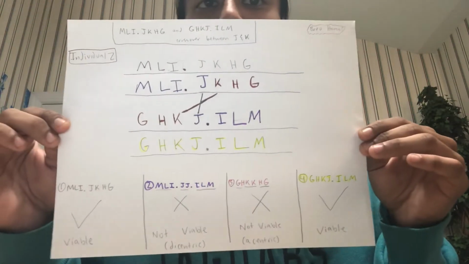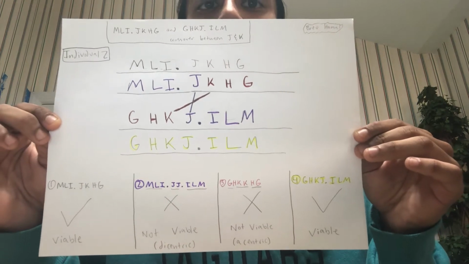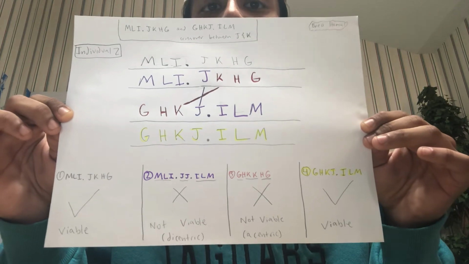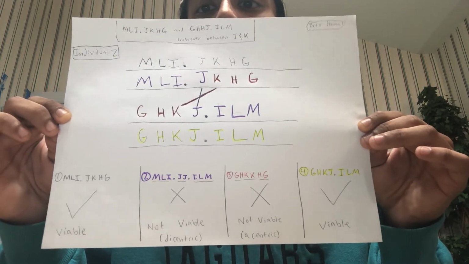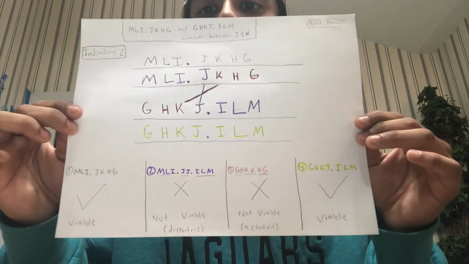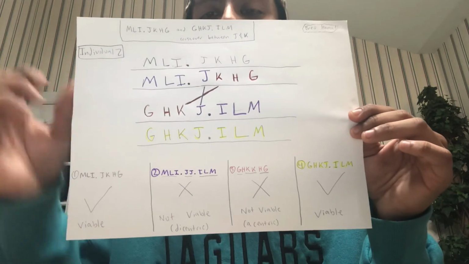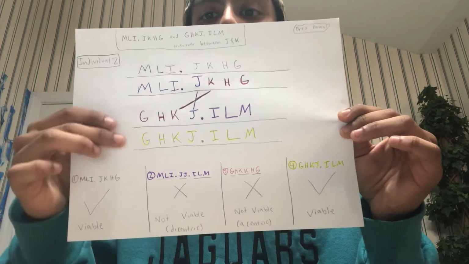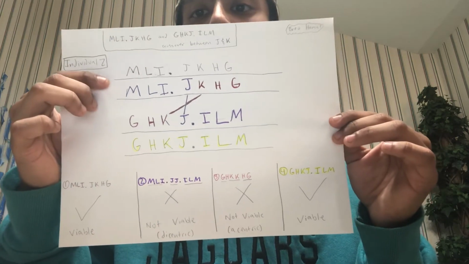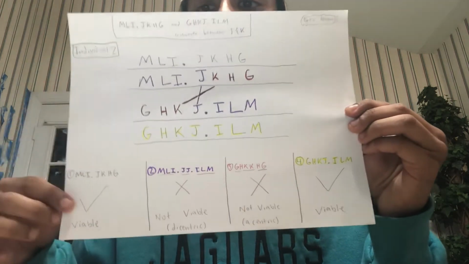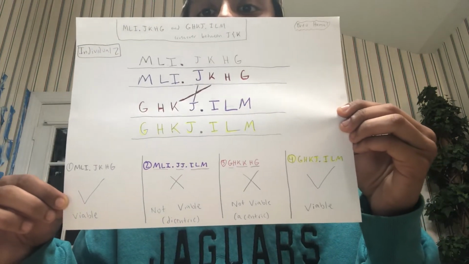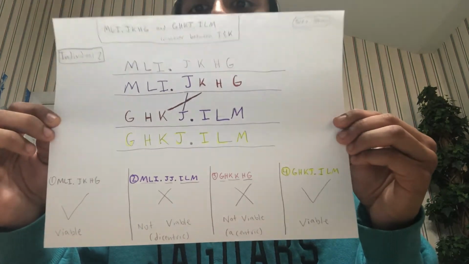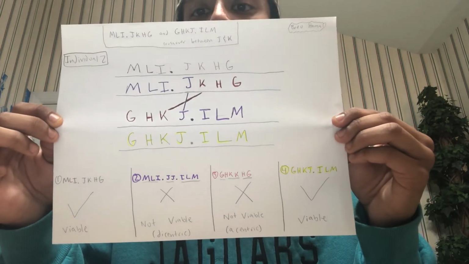For the second crossover event, we have MLI centromere JKHG and GHKJ centromere ILM. These are homozygotes, so they're all the same. I made 2 sets of the same chromosomes. For the first chromatid, we go across, and we can see that the first one is viable. For the second chromatid, we go across, and that is where the first crossover event happens between J and K.